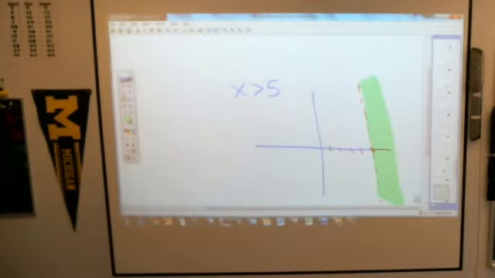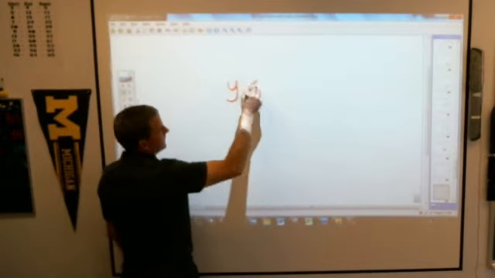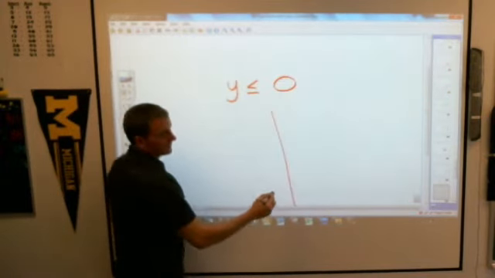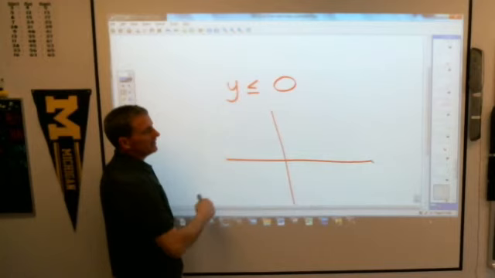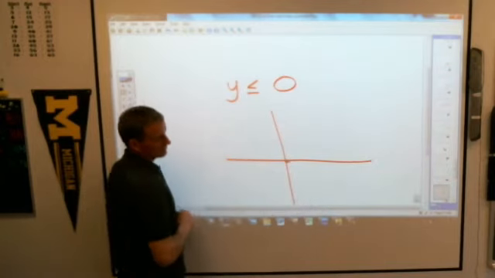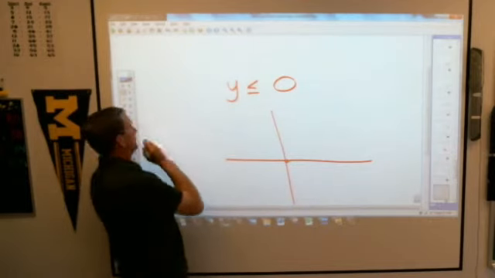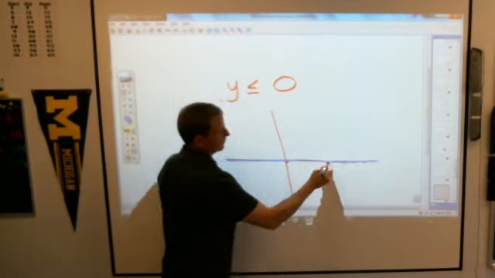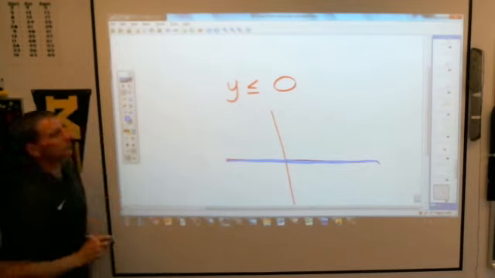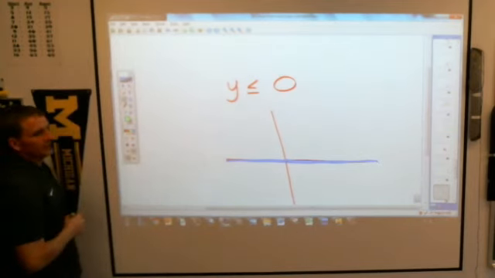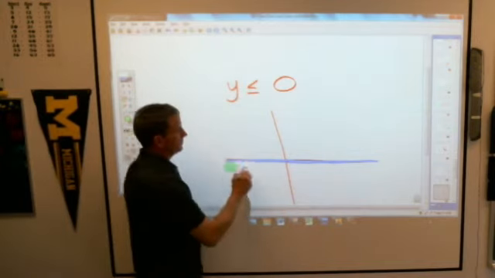And what was the last one? Oh, y is less than or equal to 0. That last problem there. Y is less than or equal to 0, right? You're only concerned with y. Where does y equal 0? Right here. It's really the x-axis because that's where y is 0. And then I am going to shade either the top of that or the bottom of that, and you are going to tell me top or bottom of that line. Where is y less than? On the bottom. So back down here.